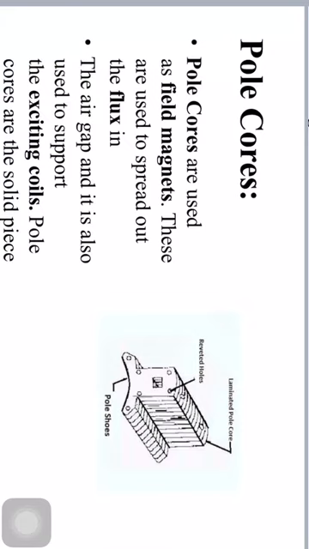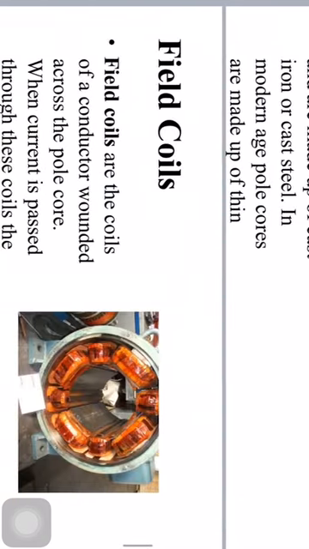The pole core basically carries a field winding, which is necessary to produce the flux, and it directs the flux produced through the air gap to the armature core to the next pole. So it needs a particular shape, and it is made up of magnetic materials like cast steel or cast iron. And it is bolted to the yoke. This is the pole cores and pole shoes.